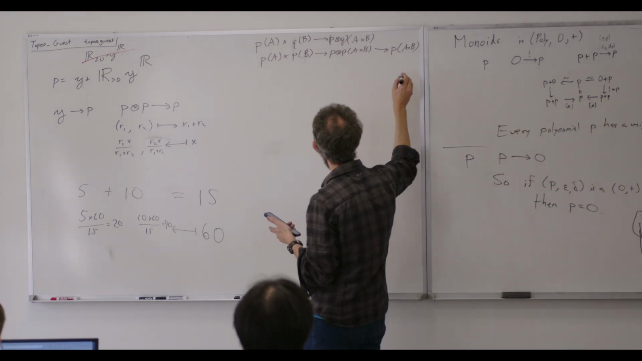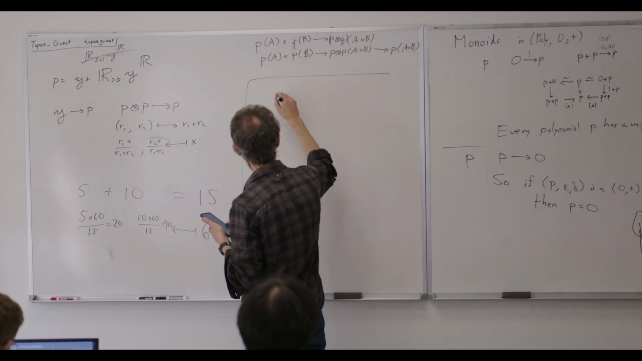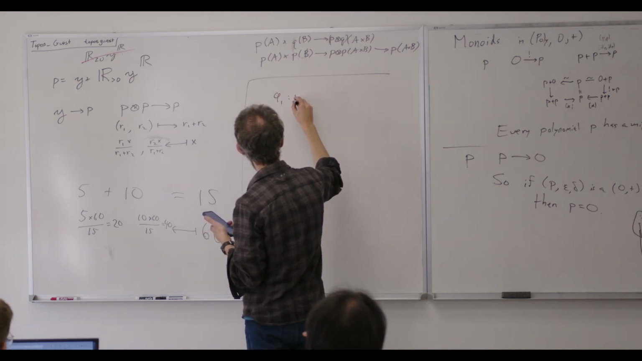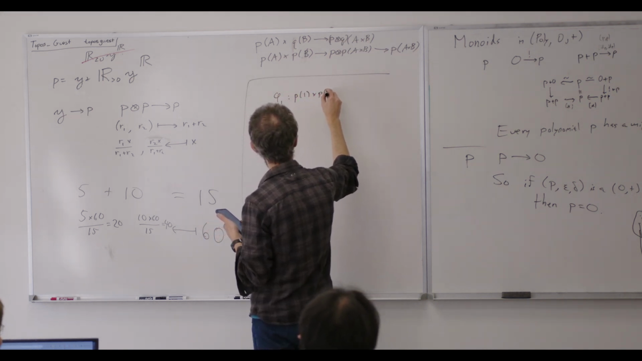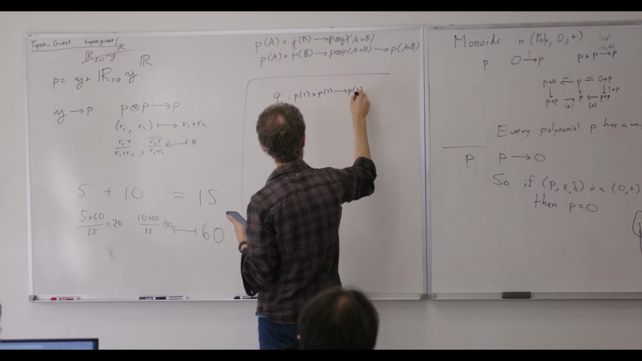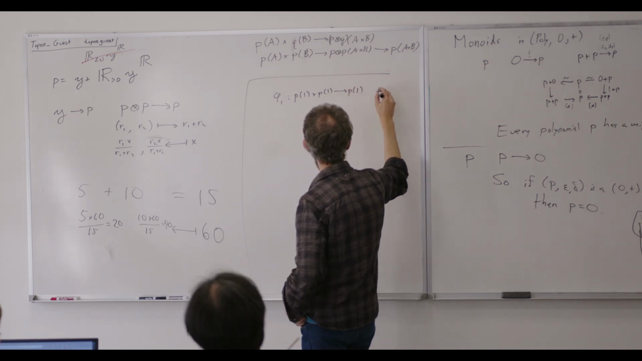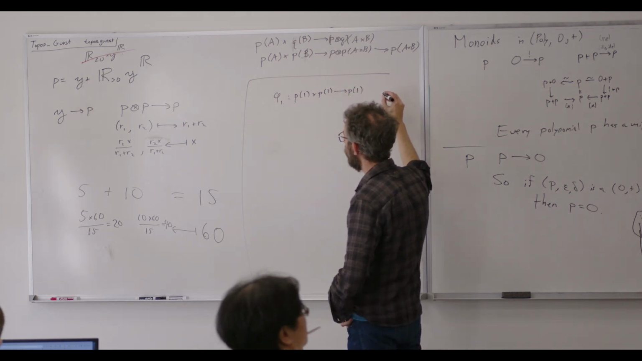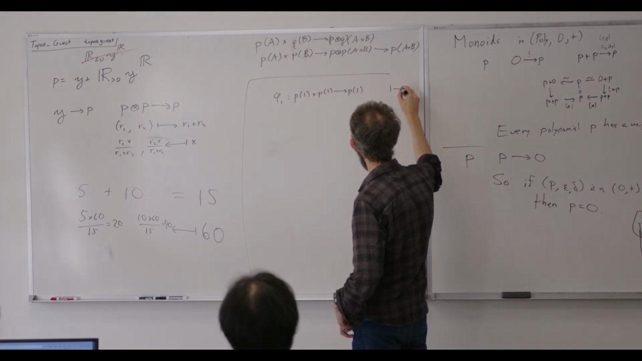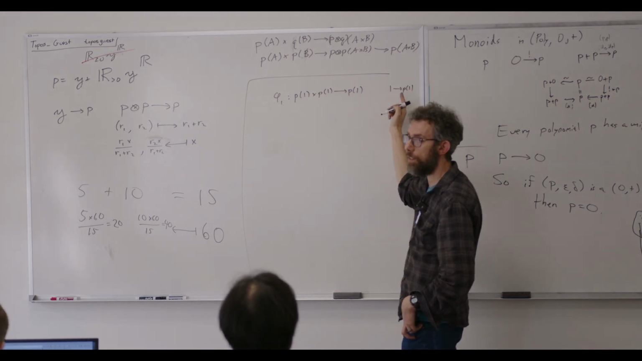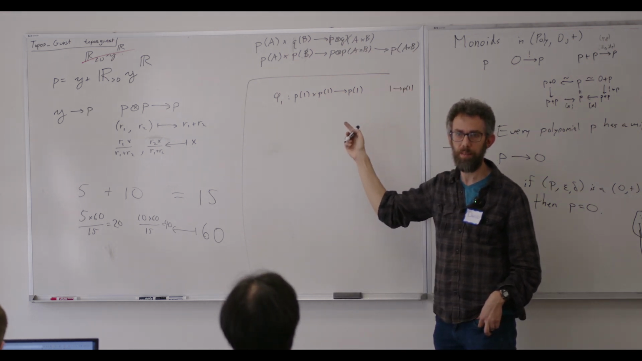So what is the type of this thing? We have phi1 taking p of 1 times p of 1 to p of 1, and then we also have a map from 1 to p of 1. And together these need to be a monoid in set.